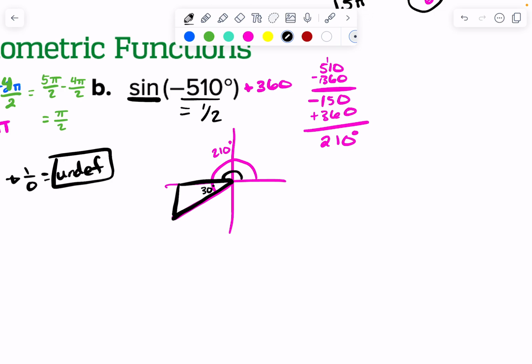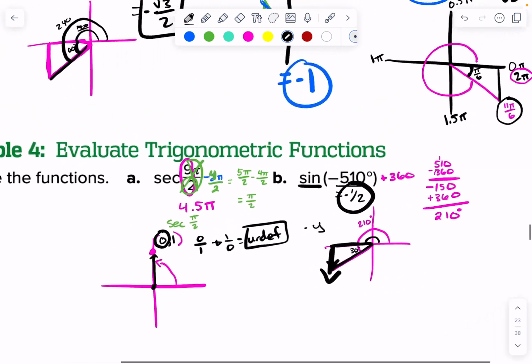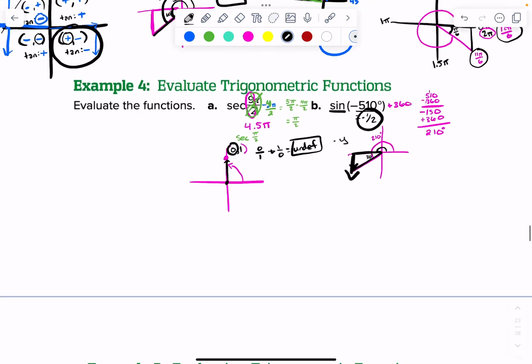I don't know. Sine has to do with the y coordinate, and the y coordinate in the third quadrant is going to be negative because we're going down to get to that spot. The y coordinate's negative, so negative 1/2 is what that value will be, okay? And there you go. We're just using kind of shortcuts and the way that things fit together to try to figure out what some of these are, okay?